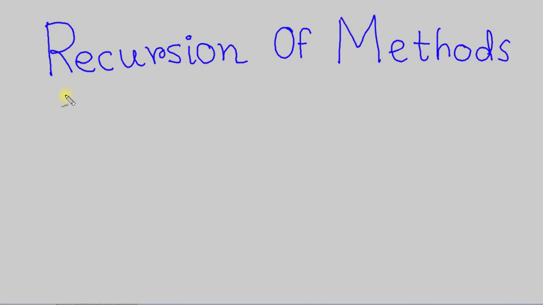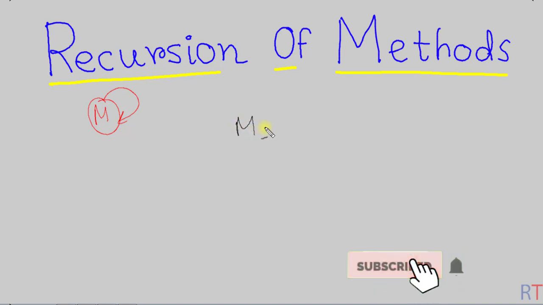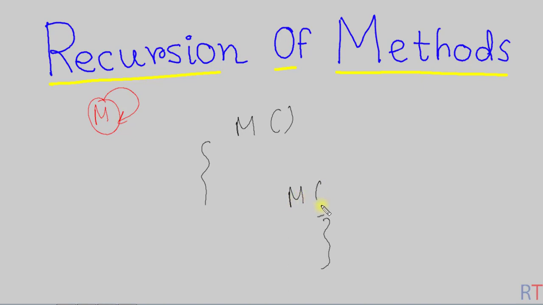Hey, what's up guys? In this video we're going to talk about recursion of methods in Java. Recursion means when one method calls itself from within the method, then this is called the recursion of method. Like an example, if we have one method called m and within the body of the method it is calling itself. So there is a recursive loop going on where the method is calling itself over and over again. So we need some base condition which will prevent the program from going into an infinite loop.